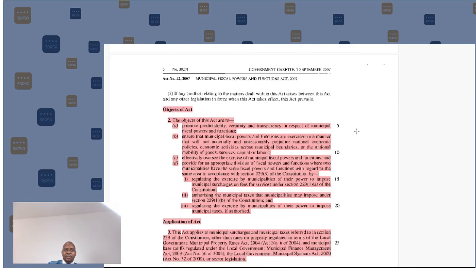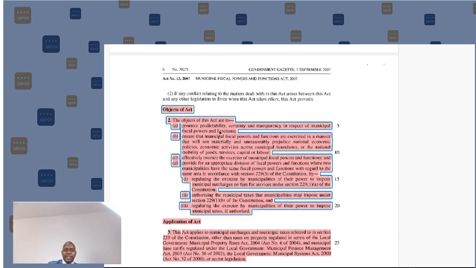The objects of the Act are to promote predictability, which we've already talked about; to ensure that municipalities do not exercise their powers in a manner that will materially and unreasonably prejudice national economic policies, which we've already dealt with in the circulars and the Constitution; to effectively oversee the exercise of municipal fiscal powers by the municipalities; and to provide for an appropriate division of fiscal power so that people know what they are authorized to do.